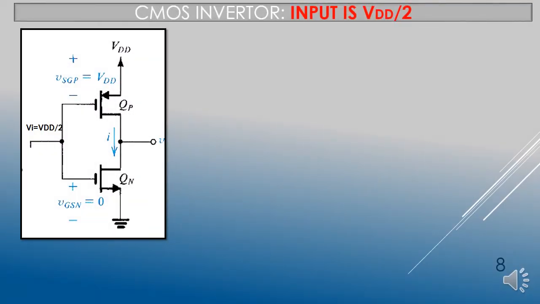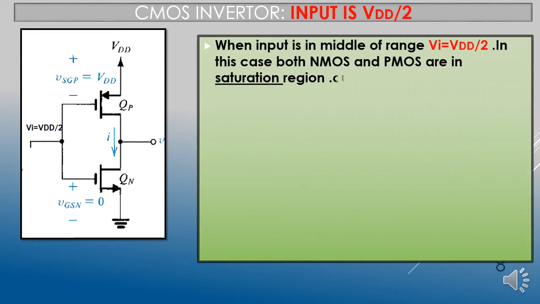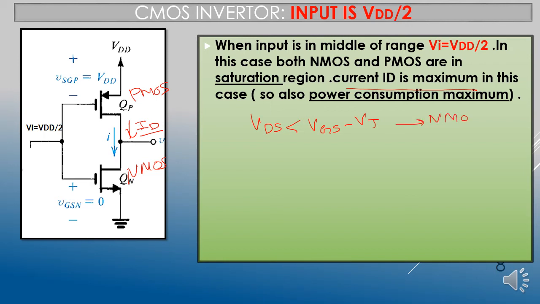Now we will consider the middle case when input is VDD by 2. In that case, both NMOS and PMOS will be in saturation region, and ID is not equal to 0. ID is maximum in this condition, because both PMOS and NMOS are in saturation. We can see that VDS is less than VGS minus VT. If this condition happens, then NMOS will be in saturation.